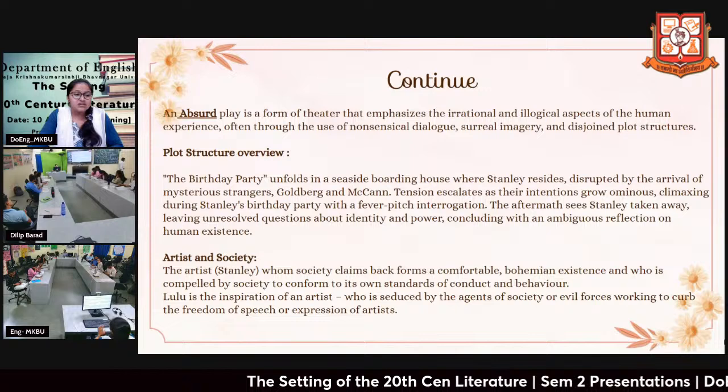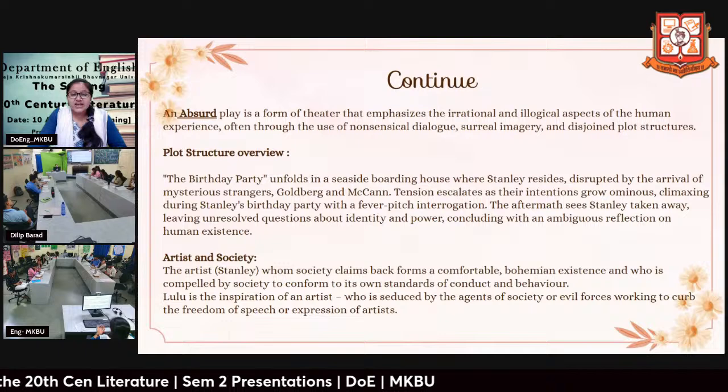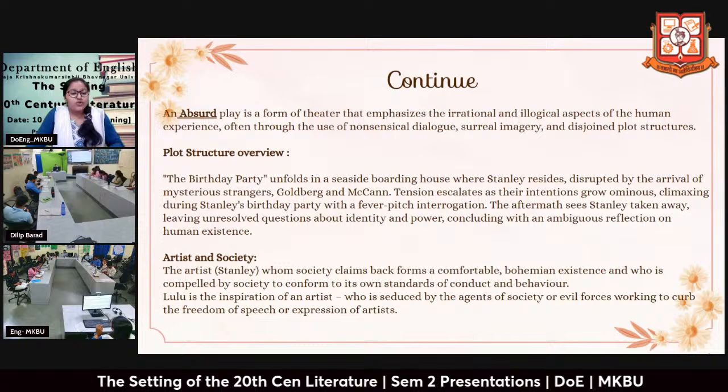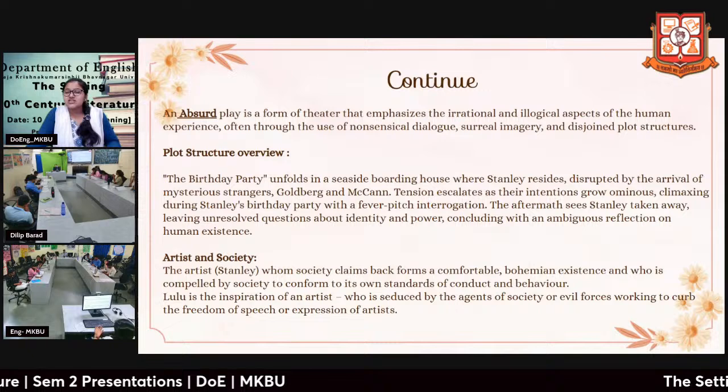The artist Stanley, whom society claims back, forms a comfortable bohemian existence, and is compelled by society to conform to its own standards of conduct and behavior. So Lulu is a character, the inspiration of an artist, who is seduced by the agents of society or evil forces working to curb the freedom of speech or expression of artists.